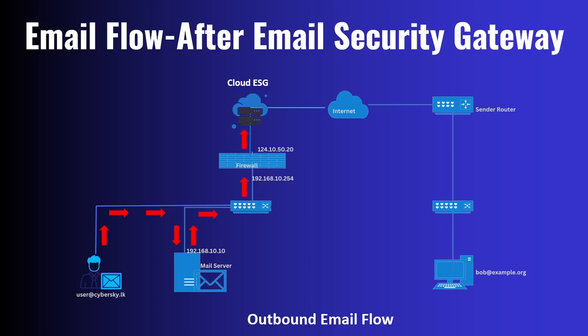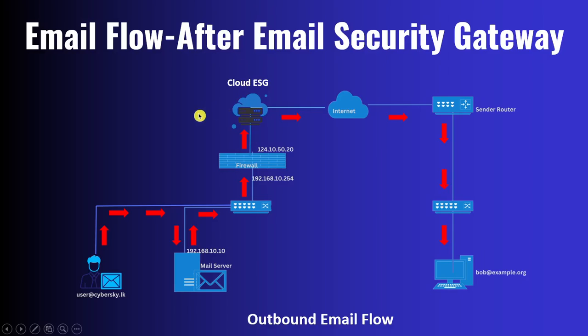Now you need to update your SPF record, the Sender Policy Framework DNS record, by adding this Cloud ESG's IP address. Once that is completed, the Cloud ESG forwards the message to the internet, and then it goes to Bob like this. This is how the email flow looks after the cloud email security gateway deployment. I hope you are clear about both the inbound and outbound email flow after the Cloud ESG.